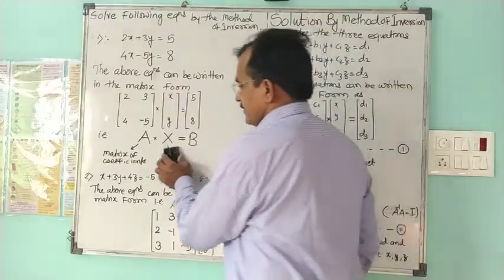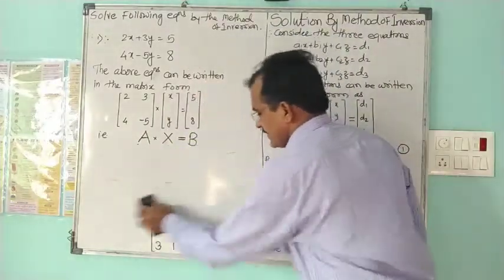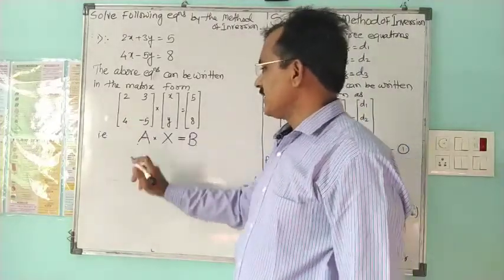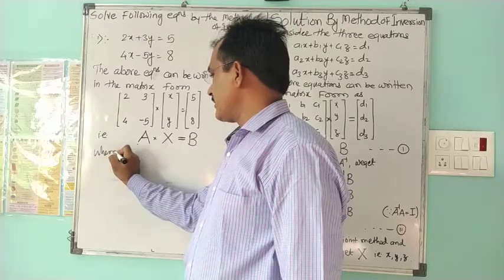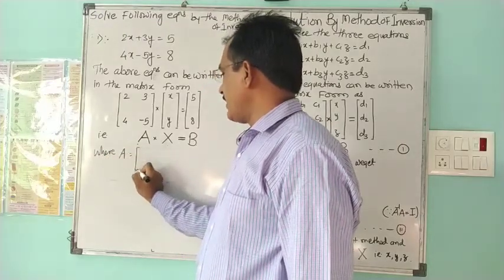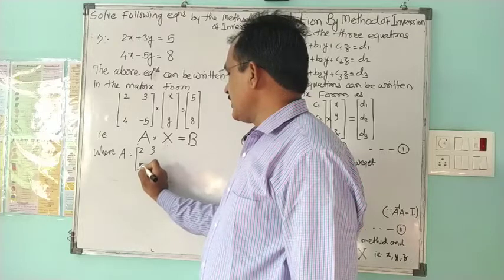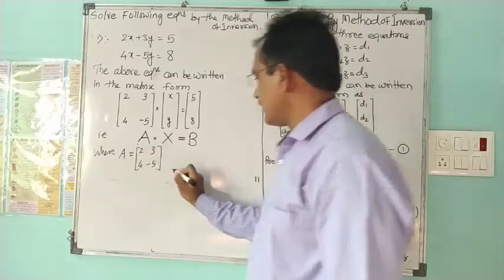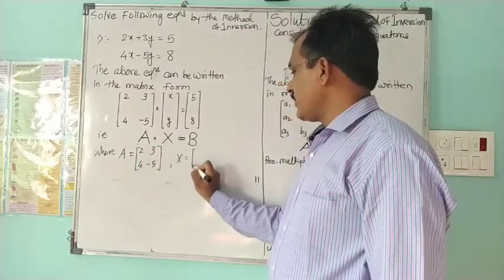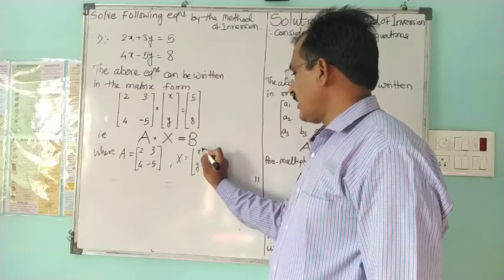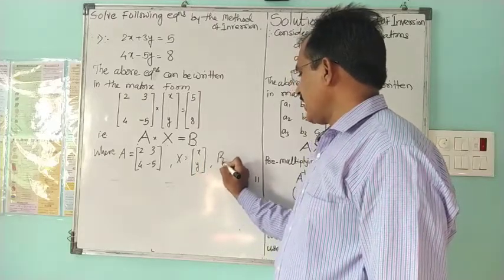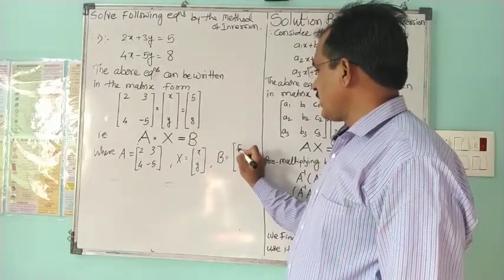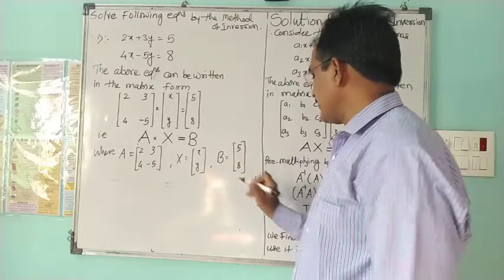Now we call the first matrix as A. This matrix is A. So capital A, we have got the value of this matrix as 2, 3, 4, minus 5. Capital X, we are having the two variables x and y. So this is a column matrix, and capital B is having the structure as 5 and 8, which is a column matrix having these two elements.